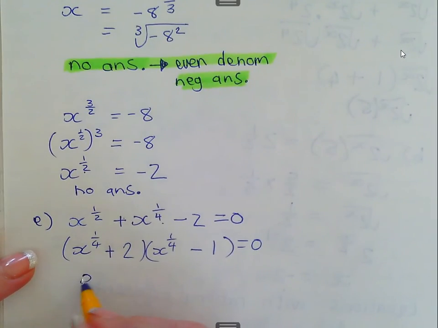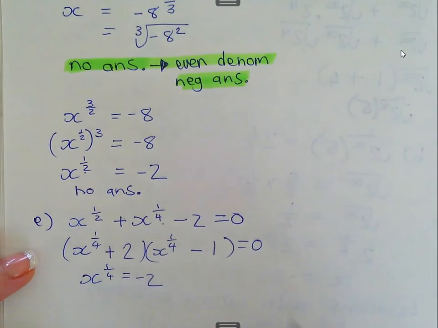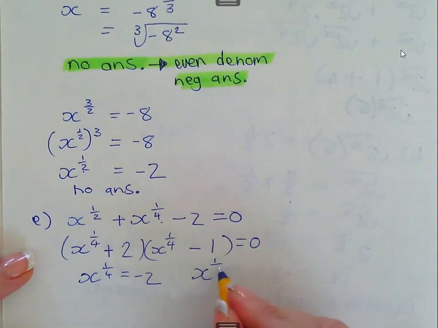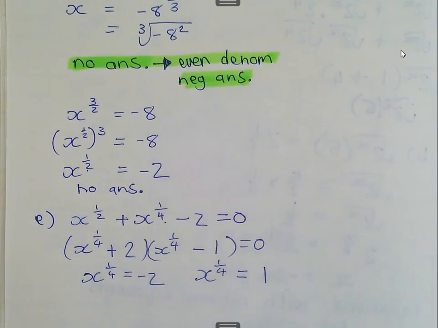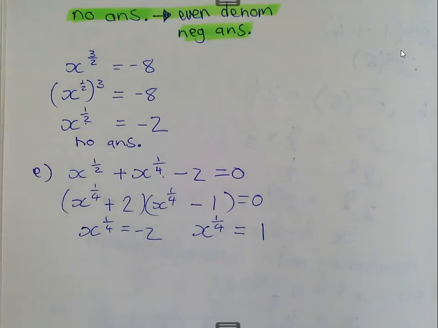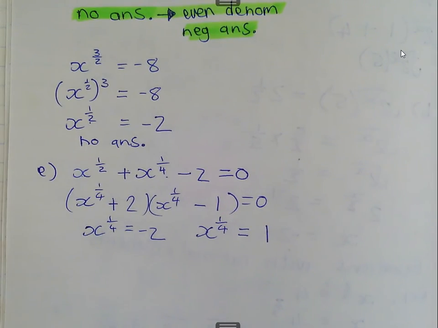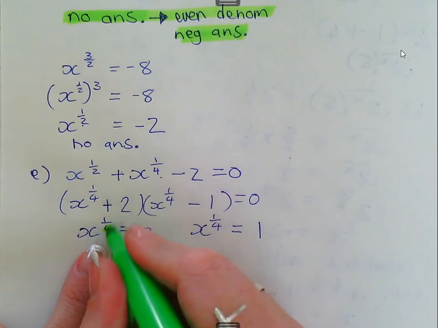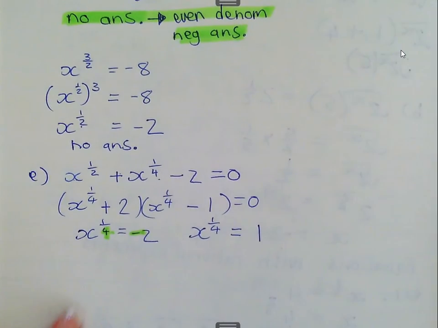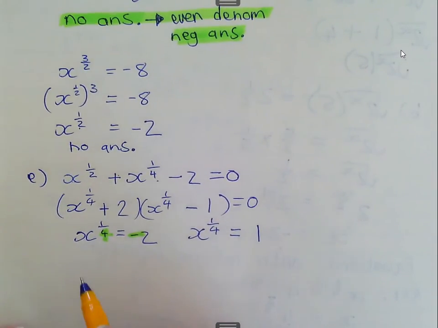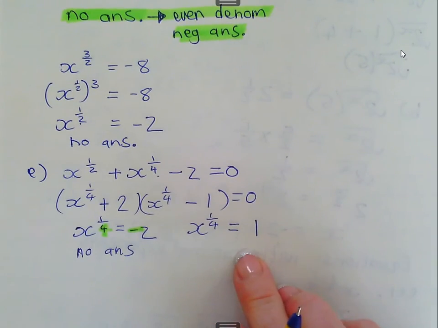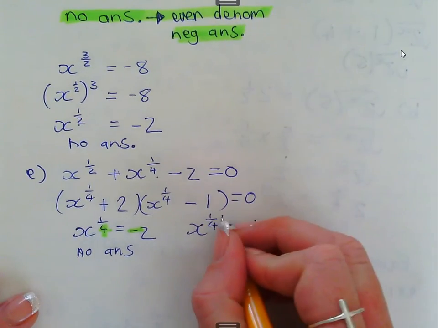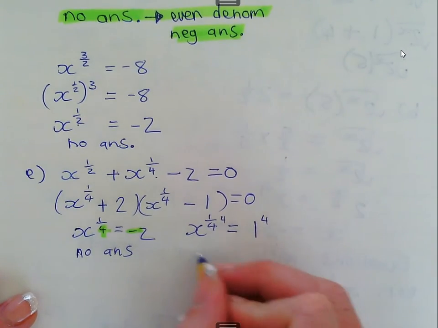So my 2 answers will be x to the power of a quarter equal to negative 2, x to the power of a quarter equal to 1. Okay. Do you see the danger? Even denominator, negative. So this one, no answer. This one, it's fine, no? I multiply with the exponent 4, and then x is equal to 1.